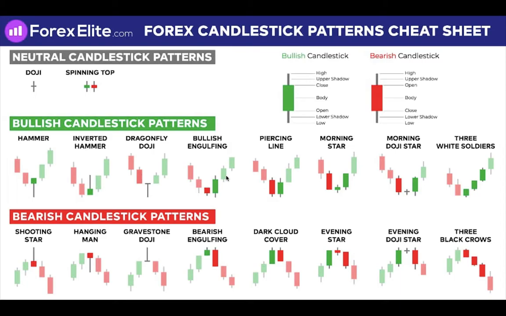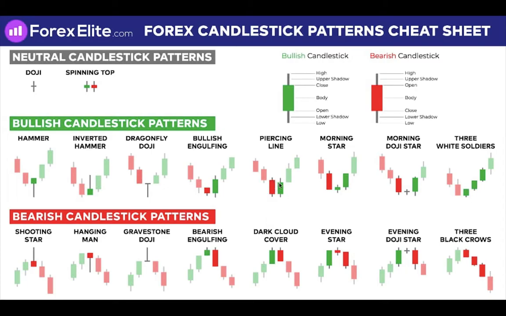Okay, and there's also a piercing line. This one normally sort of guides you.